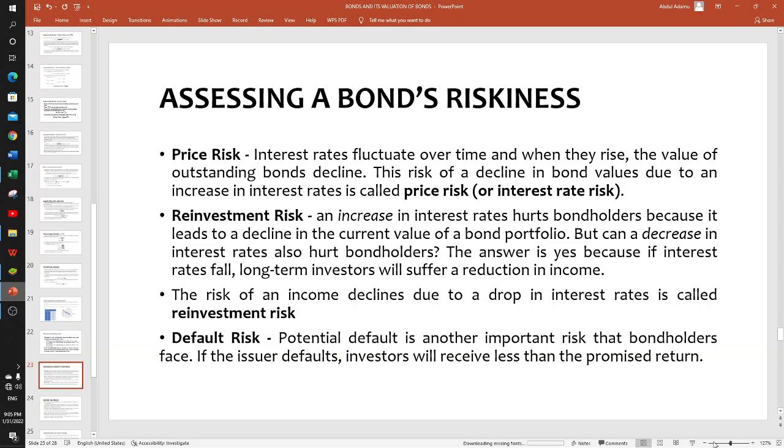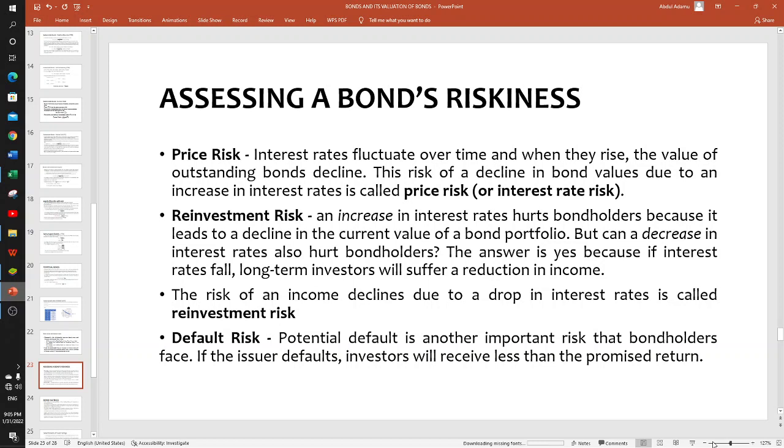First is the price risk. So the price risk: interest rates fluctuate over time, like we showed earlier, and when they rise, the value of a bond declines. The risk of a decline in bond value due to an increase in interest rate is what we call the price risk or interest rate risk.